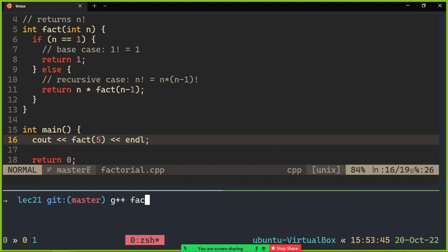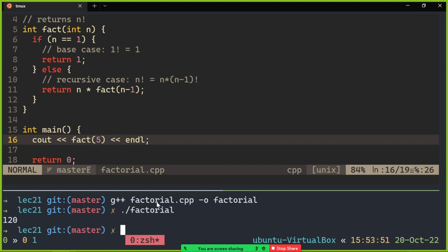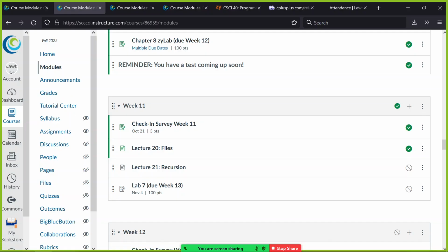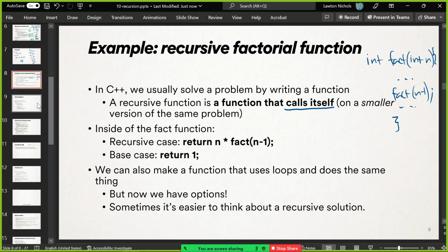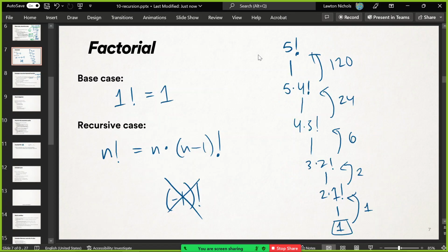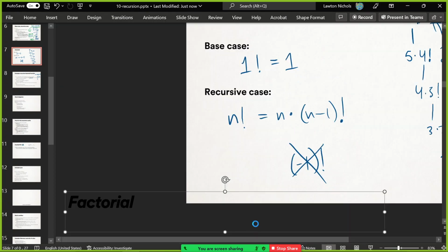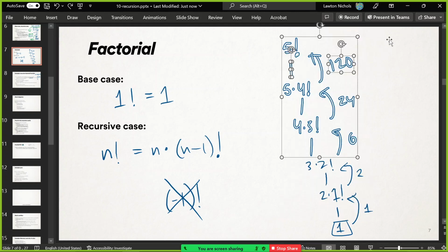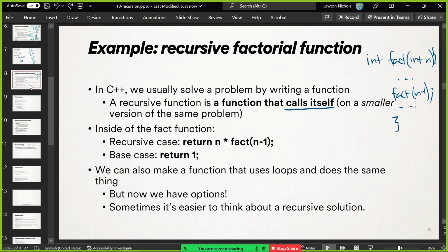g++ factorial -o factorial. 120. It did it. It solved the problem. There are no loops anywhere. It was the recursion that did the looping for us. Oops. Didn't want to go there. It's essentially computing in this kind of way, the way that I was explaining here. And I'll draw that in just a second in a different way.